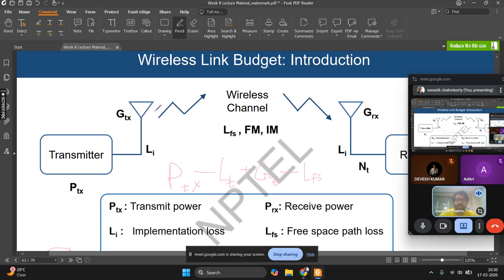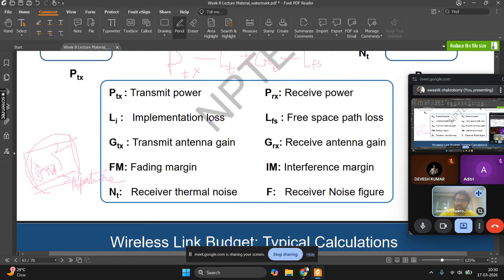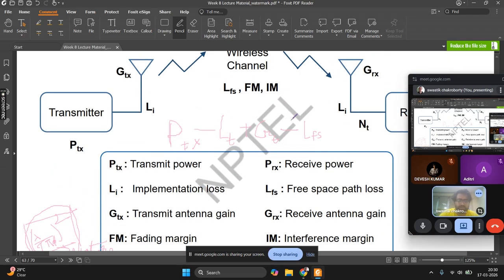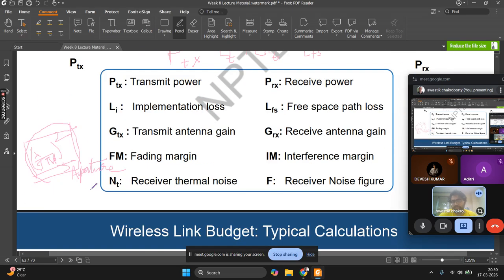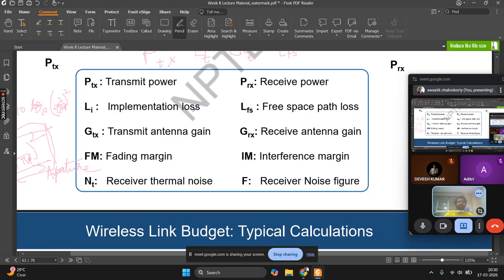So you will have a lambda by 4 pi d whole square loss. That is your free space path loss, LFS. LFS is equal to, because it is in dB as I said, 10 log 10 of lambda by 4 pi d whole square.